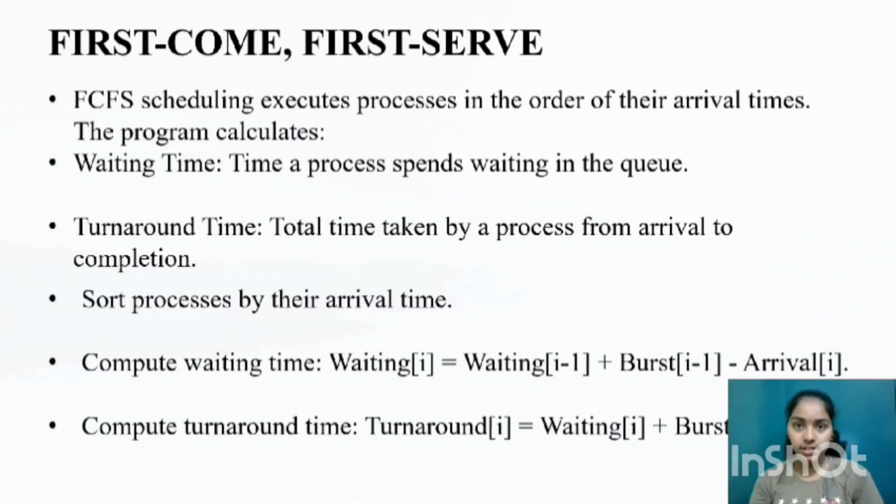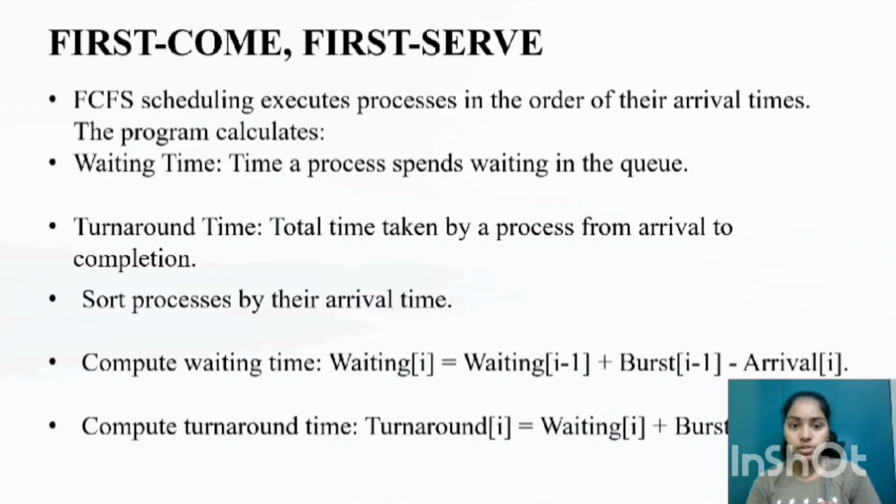FCFS scheduling executes the processes in order of their arrival times. The program calculates the waiting time and turnaround time. Waiting time is the time a process spends waiting in the queue, and turnaround time is the total time taken by a process from arrival to completion.